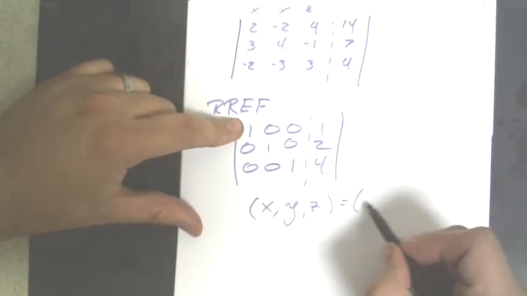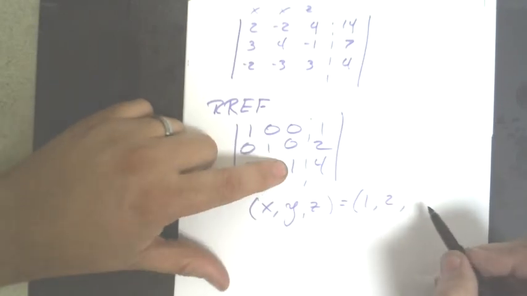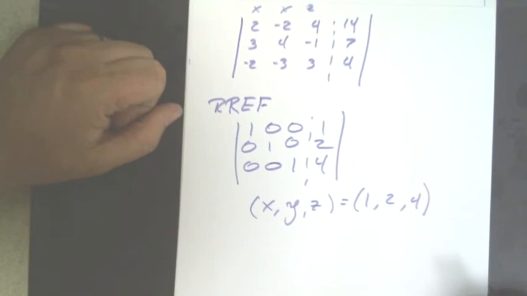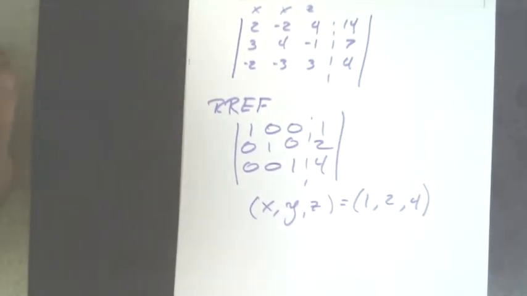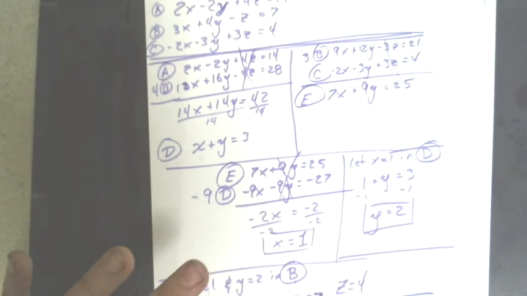1x equals 1, so x is 1. 1y equals 2, so y is 2. 1z equals 4, so z is 4. So be able to do that with your matrix operations within your calculator. But you will be asked to do it by hand, so do make sure you're able to do it by hand.